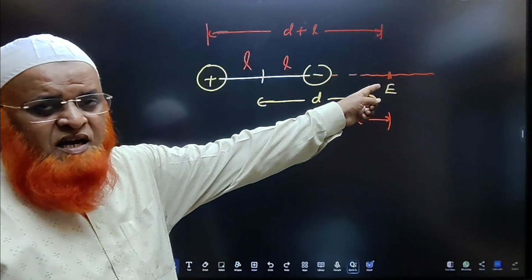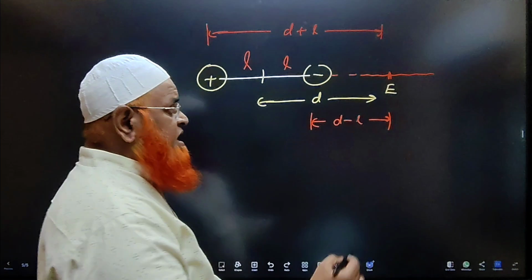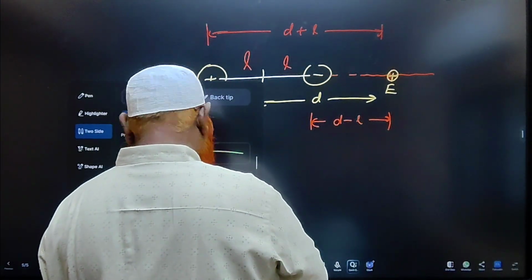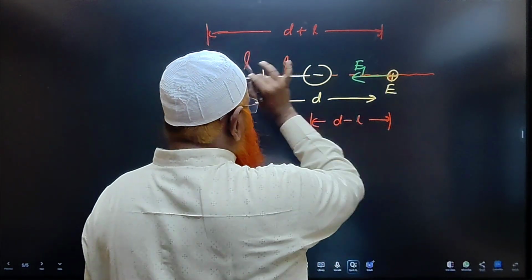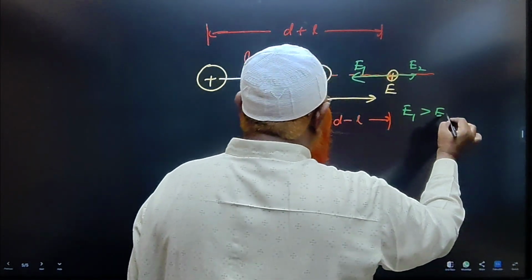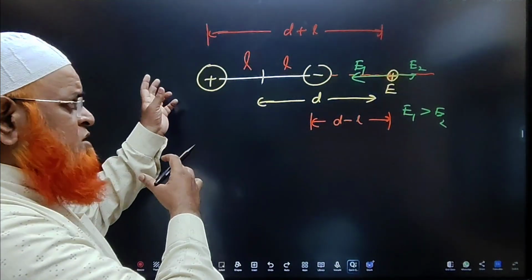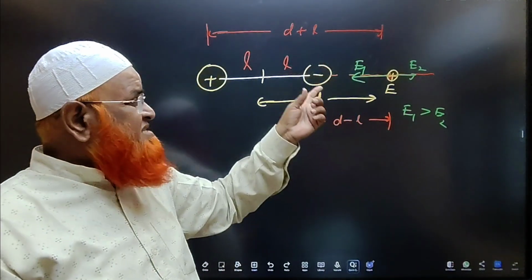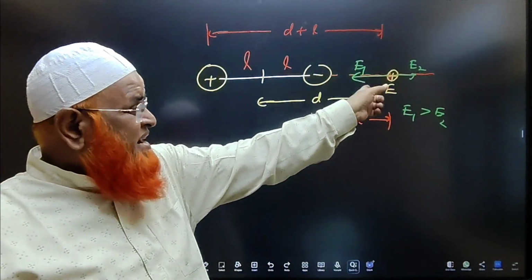If you want to find the electric field intensity at that point, you have to take one test charge and keep it there, and the test charge is always positive. What are the forces acting on this test charge? The negative charge will attract, which is taken as E1, and the positive charge will repel in this direction, which is taken as E2. E1 is greater than E2 because the negative charge is very close and the positive is very far. So the repulsion will be weak, which I am showing with a smaller vector. The attraction will be very strong because the negative is very close, so I am drawing a longer, stronger vector.